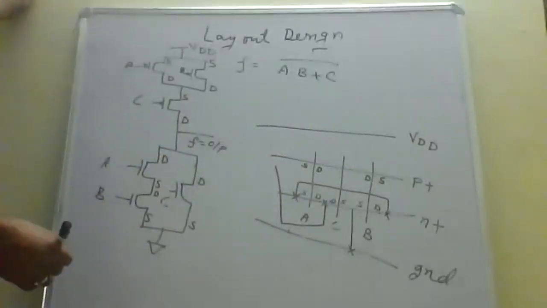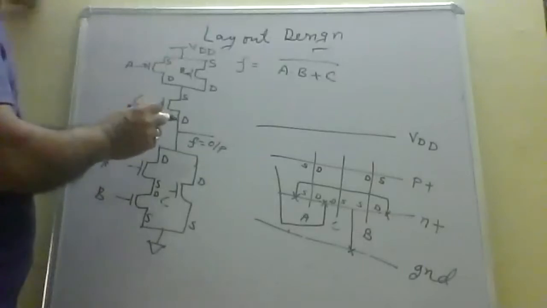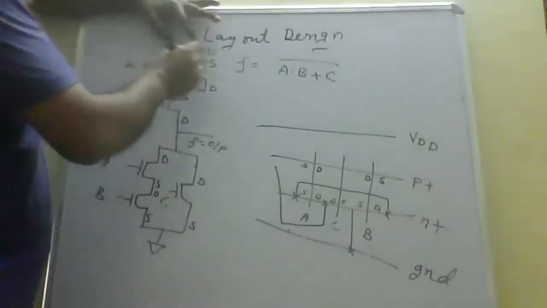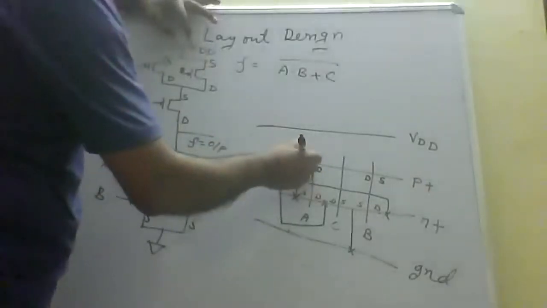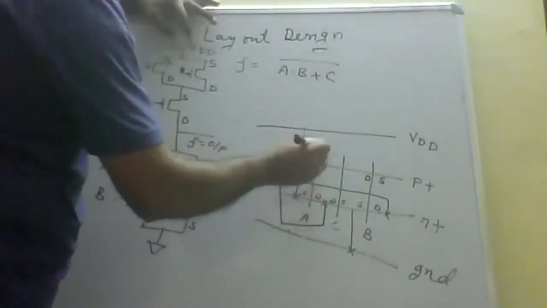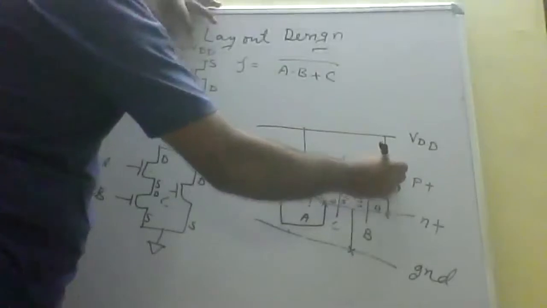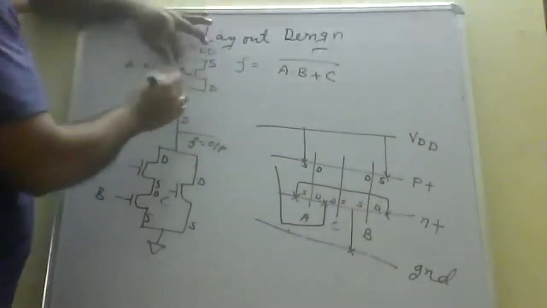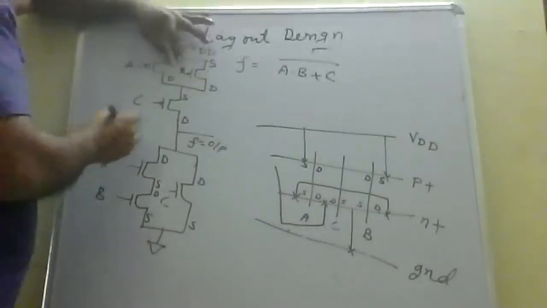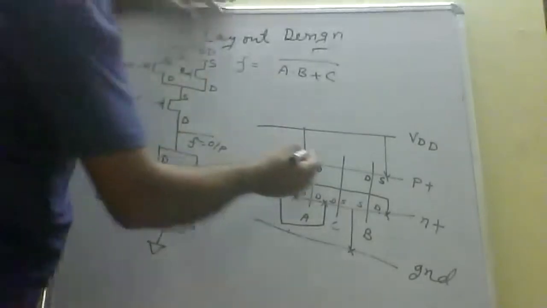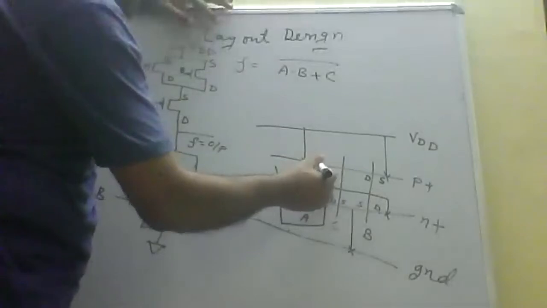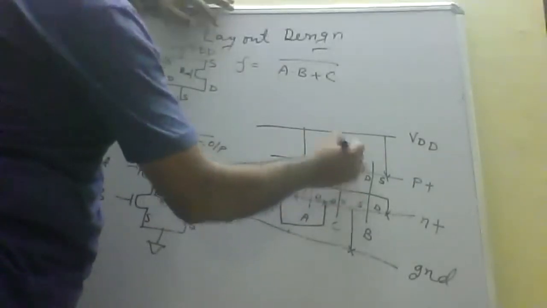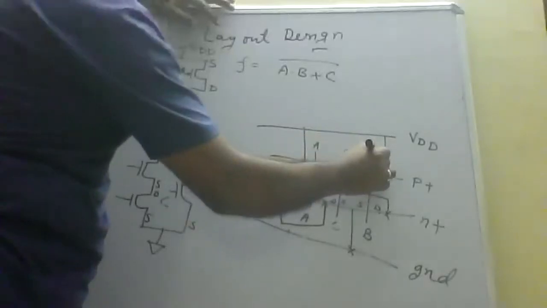And for the PMOS case, the sources of A and B are connected together. So the source of A is connected to VDD and the source of B is connected to VDD. It's fine. Now the drains of these two are connected together and it is connected to the source. Now there is a problem over here. What is the problem? The drain of this is connected. This is the C term, this is C, this is A, and this is B here.